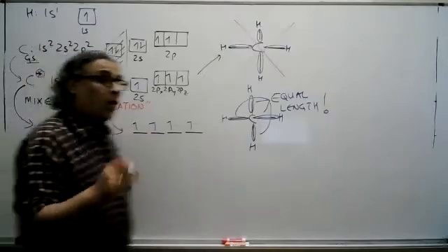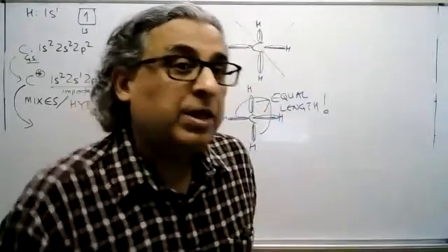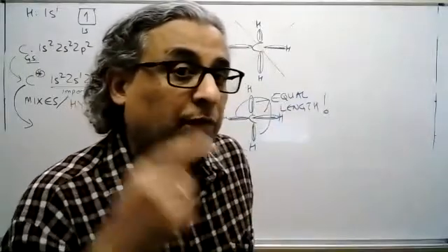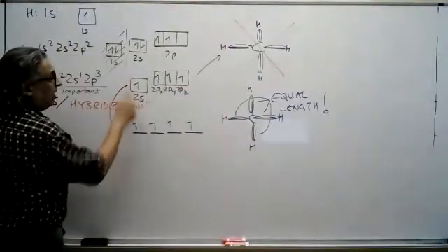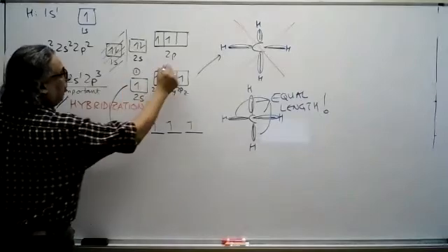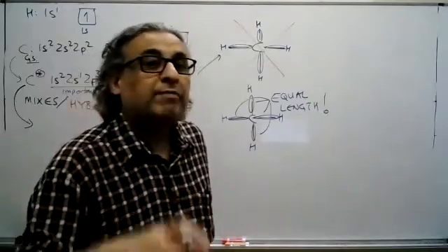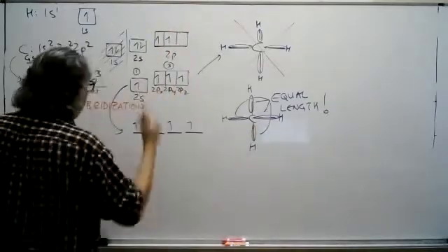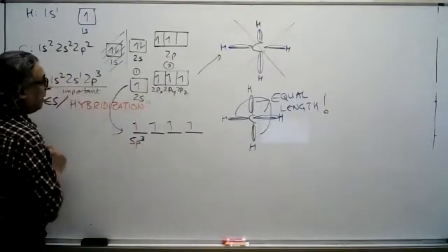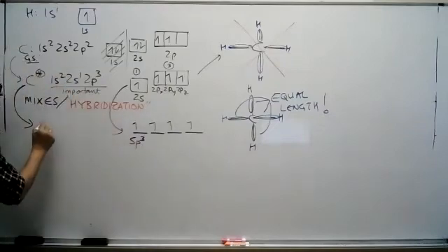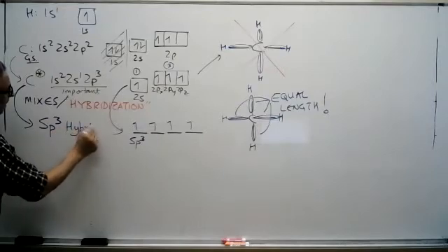And how do you name the orbital? You count what went into the blender. How many parts of beef and how many parts of bean have gone into the blender. We have thrown in 1 S and 3 P's. Everything went into the blender, whatever you have in the second level. 1s and 3p's. Therefore, it is called sp3 hybridization. In this particular case, it's called sp3 hybridization.